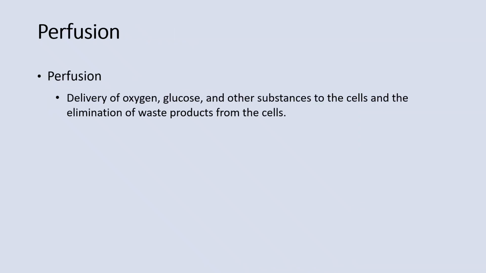Perfusion refers to the process by which oxygenated blood is delivered throughout the circulatory system to the body's tissues and organs, allowing for the exchange of oxygen, nutrients, and waste products at the cellular level. Effective perfusion depends on adequate cardiac output, sufficient blood volume, and intact vascular tone to ensure that blood reaches capillary beds throughout the body.